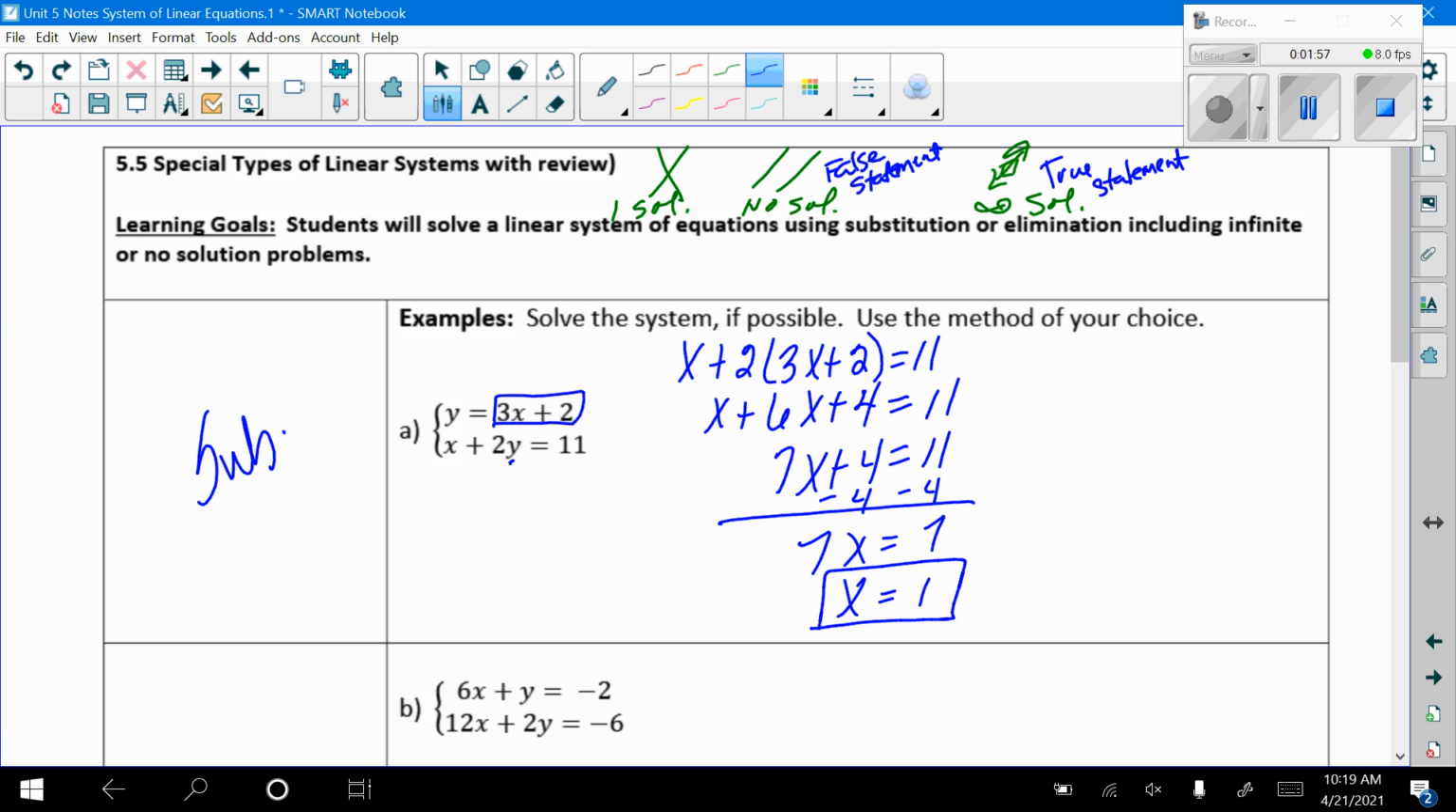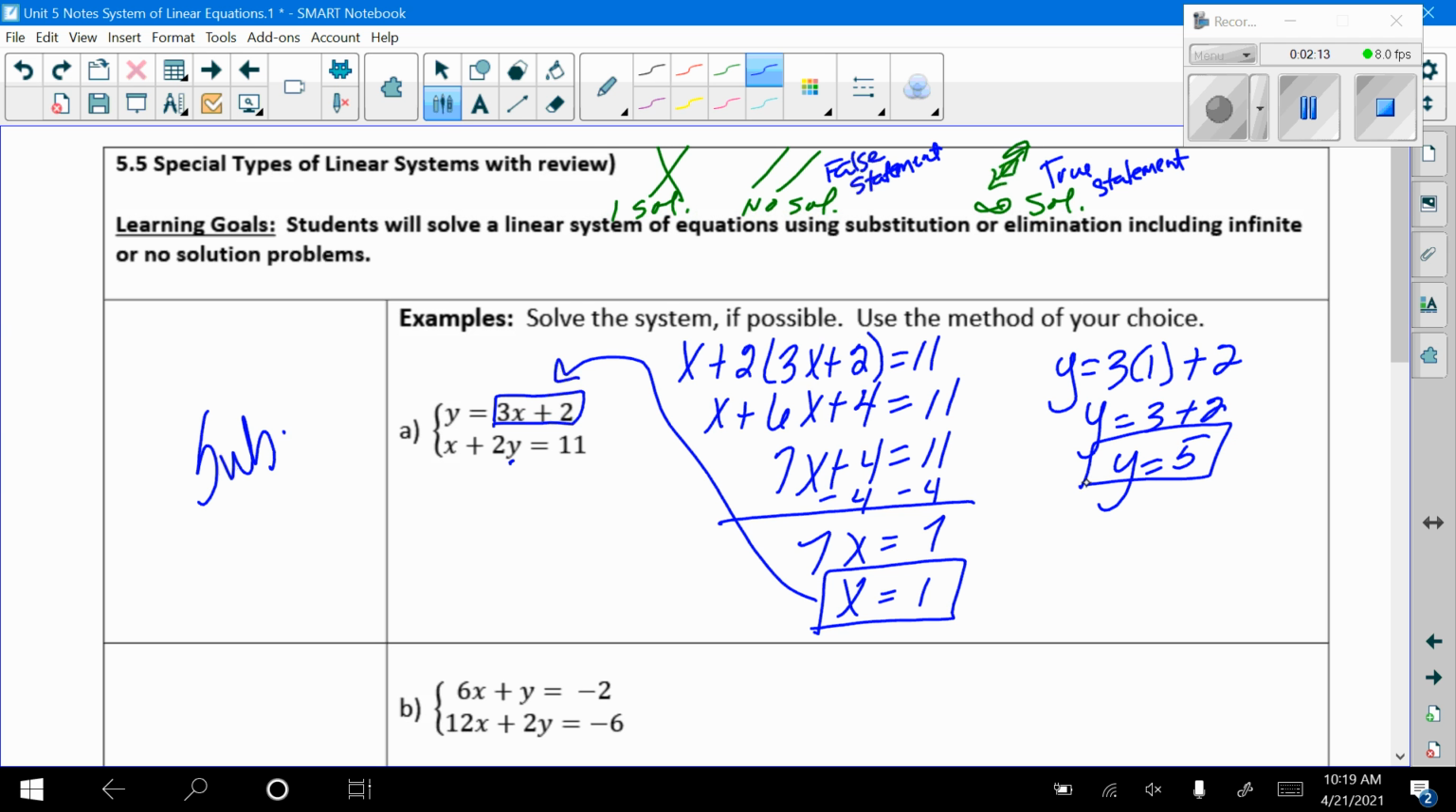So x equals 1, I'm going to plug that back in, right back into my initial statement. So y is equal to 3 times 1 plus 2. y equals 3 plus 2, so y equals 5. So my solution would be (1, 5). These are intersecting with one solution.